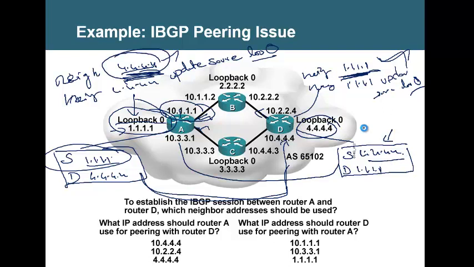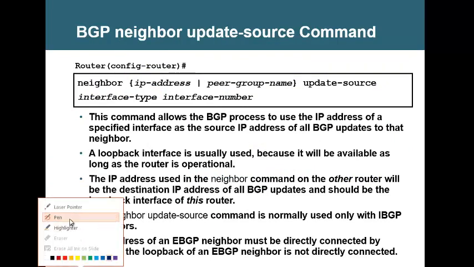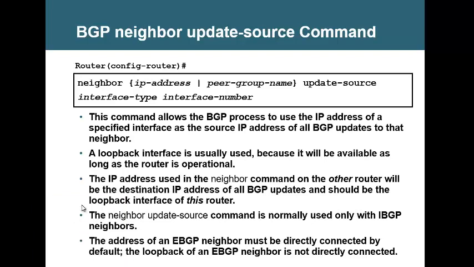Look at this update source command. This is the command. In order to change the source address to match with the remote router's neighbor statement, we use this command, neighbor. I just use that command. Neighbor's IP address, update source, loopback 0, something like that. And this command allows the BGP process to use the IP address of the specific interface, not simply an egress interface, a specific interface, as the source IP address of all BGP updates to the neighbor.